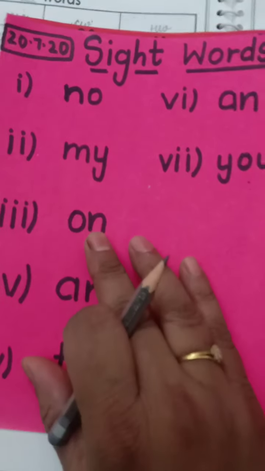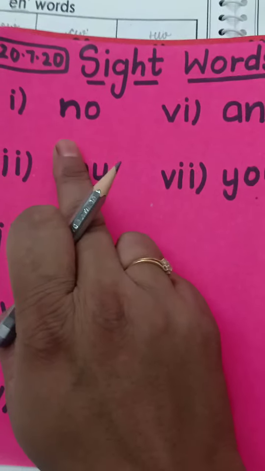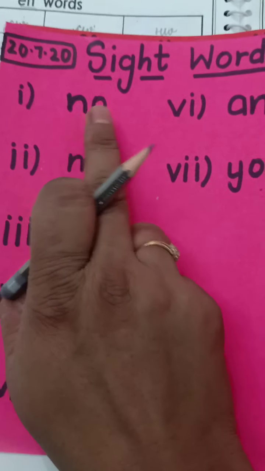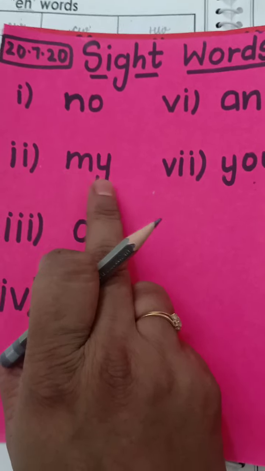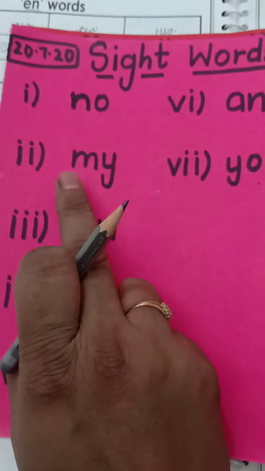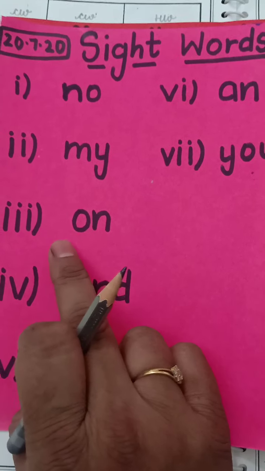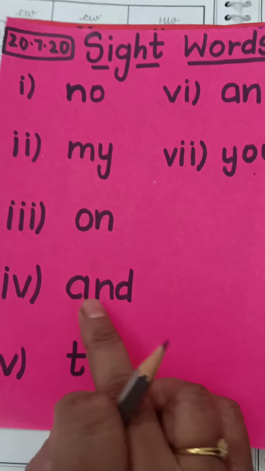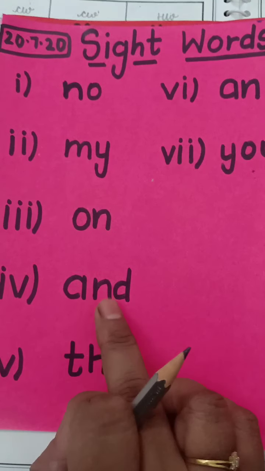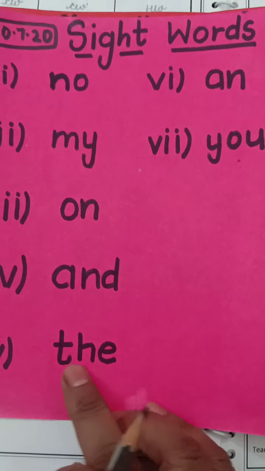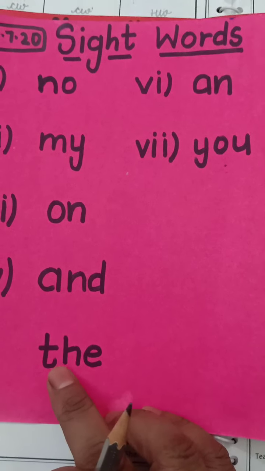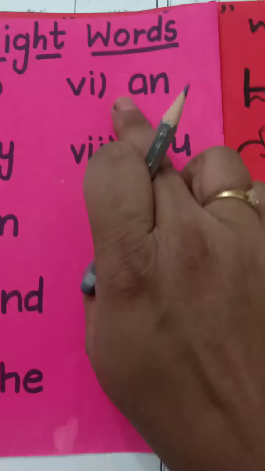Before that we'll do our sight words. So sight words: N, O, no. M, Y, my. O, N, on. A, N, D, and. T, H, E, the. A, N, N, Ann. Y, O, U, you.